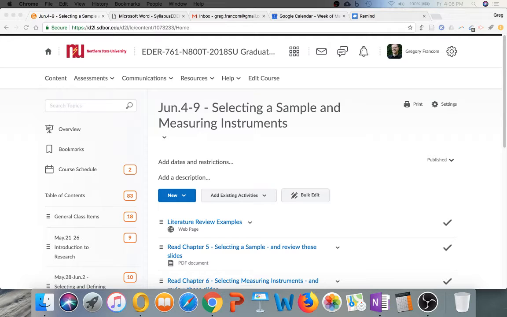Okay, well, it's a new week in our class, June 4th through 9th. Selecting a sample and measuring instruments is what we're talking about today. So you'll be reading about those in your textbook.